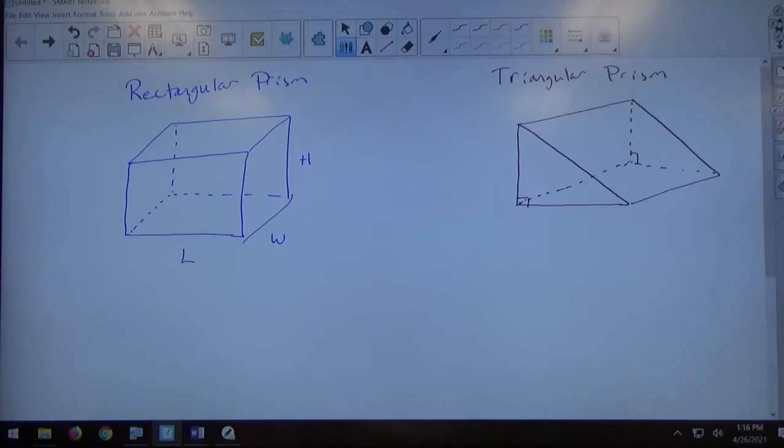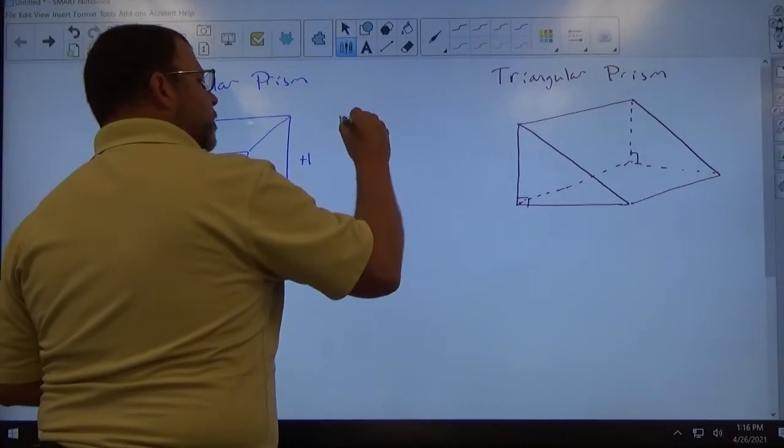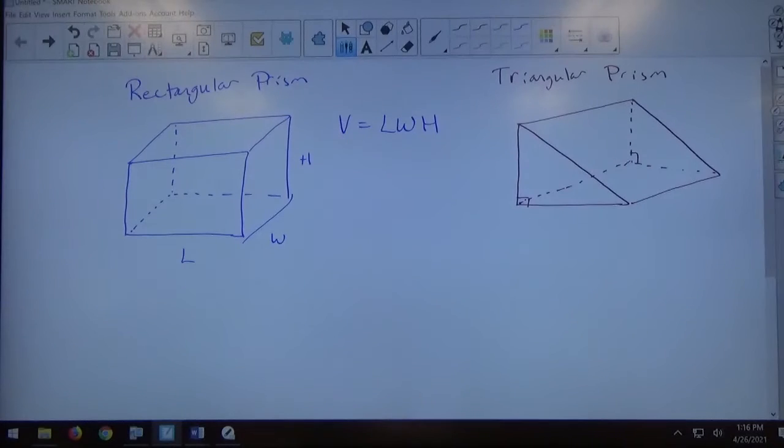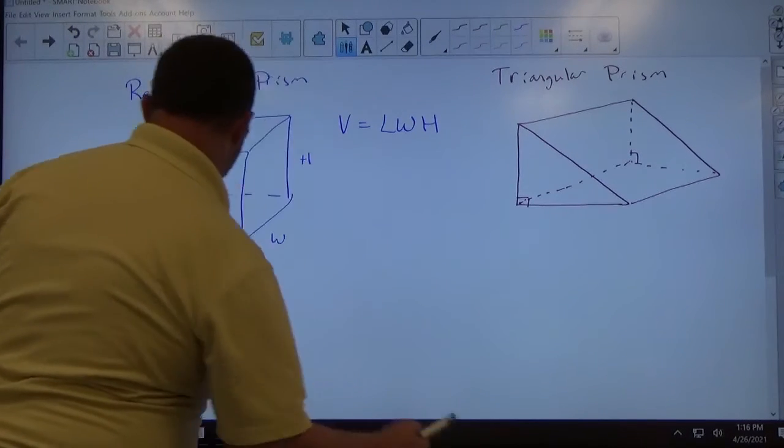There's a specialized formula for the volume of a rectangular prism. The specialized formula is length times width times height. Okay, specialized formulas are all well and good, but that only works on a rectangular prism. It doesn't work on any other prism. So we can generalize this formula by considering what we're looking at here with the rectangular prism.